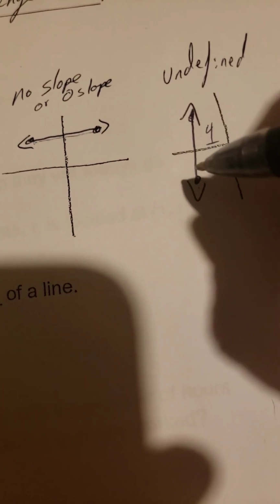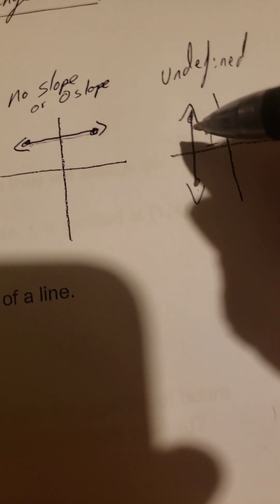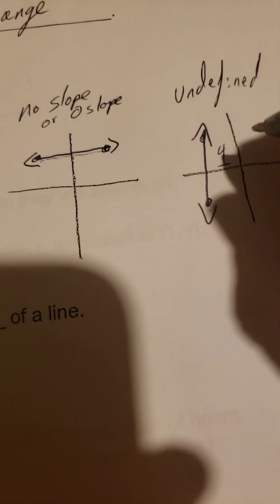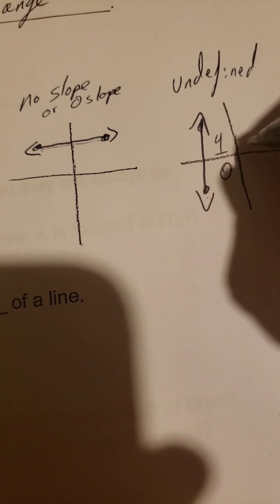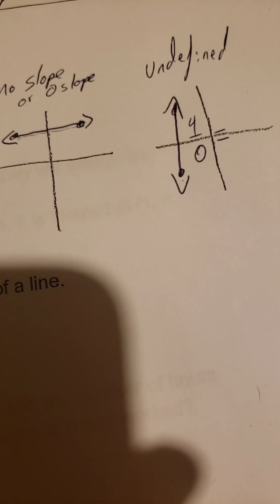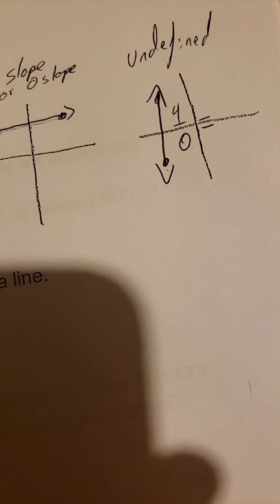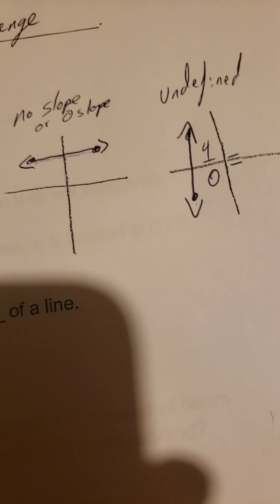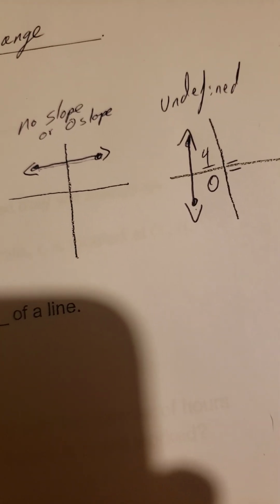So there is no change in x, right? This is still the same coordinate point for x. The y value changed, but the x didn't. So it'd be 4 divided by 0. And as you guys know, any number divided by 0 is undefined. Okay? You cannot define that number. I know some of you are like, what?